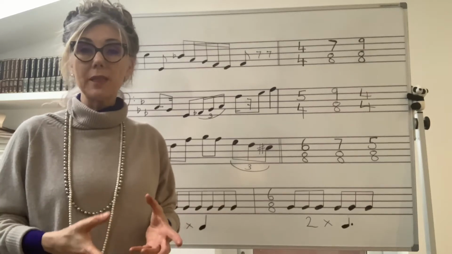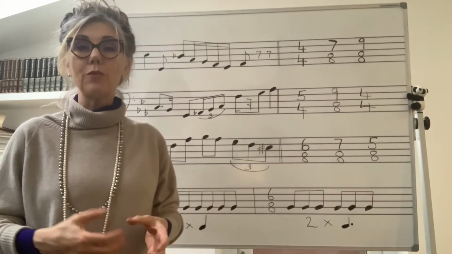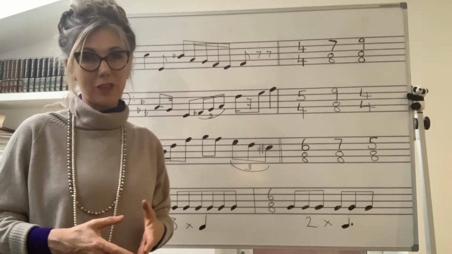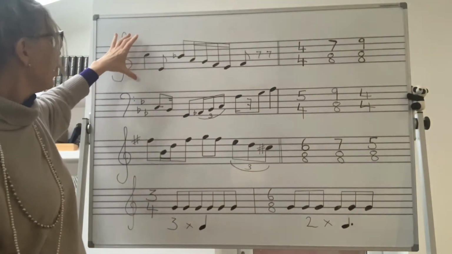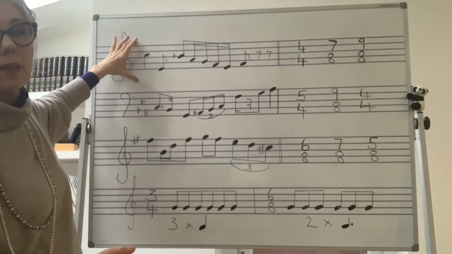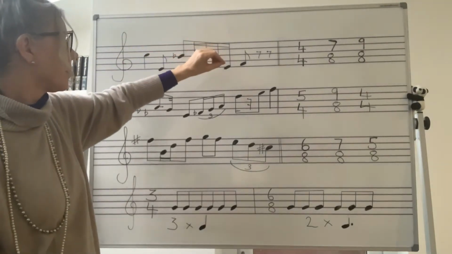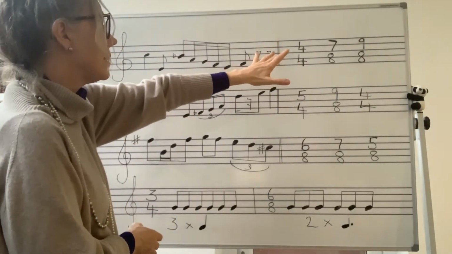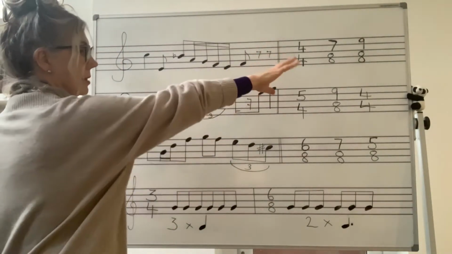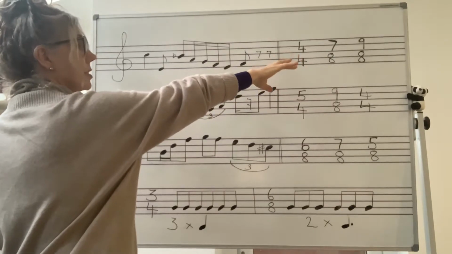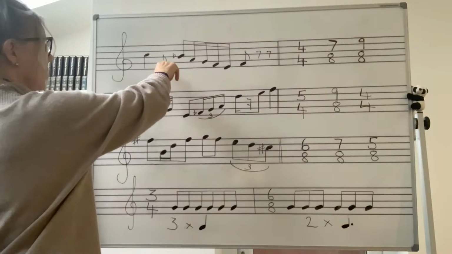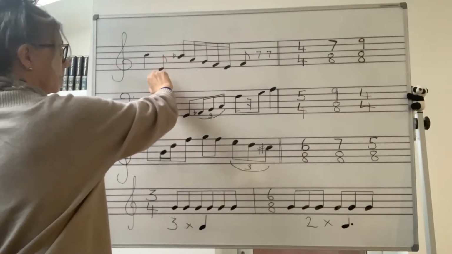Today I'm going to look at a typical question in the rhythm section of a grade 5 music theory examination. What they will do is they'll give you a rhythm, and then they'll also give you 3 different time signatures, and you have to decide which of those time signatures is going to fit this rhythm.